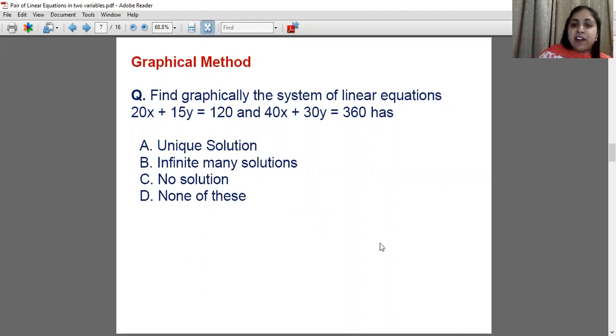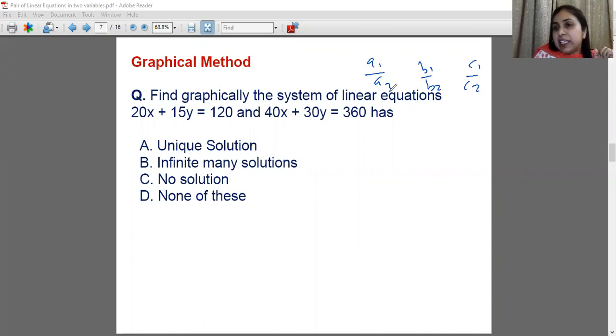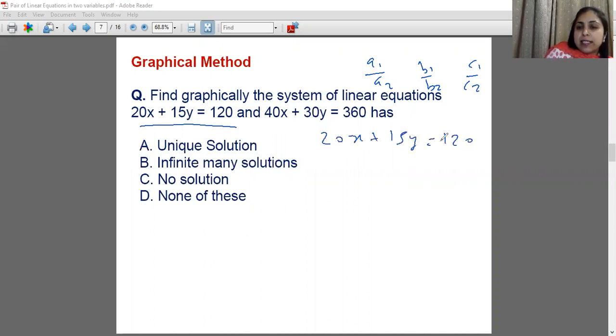Basically, we can easily find this by using a1, a2, b1, b2, and c1, c2, by finding ratios. But how can we solve it graphically? Let us see that portion also. So here is the first equation: 20x plus 15y is 120. Let us find the points for graphical representation.